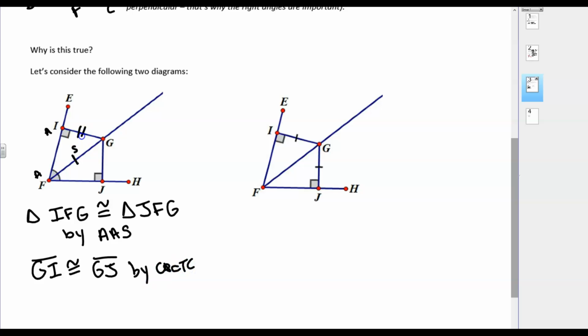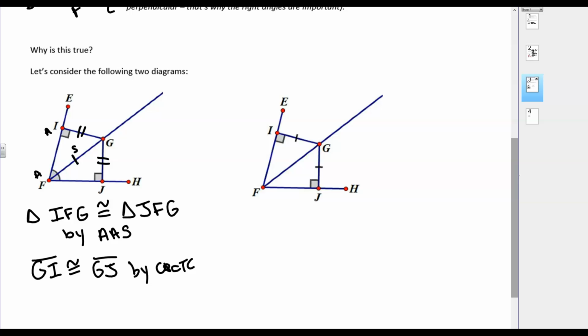I know then that these are congruent. Therefore, we have proven in a very shorthand method the triangle angle bisector theorem. Now let's look at its converse. What if I know that these are 90-degree angles and that these two segments are congruent? I now want to see if I can prove that FG is the angle bisector.